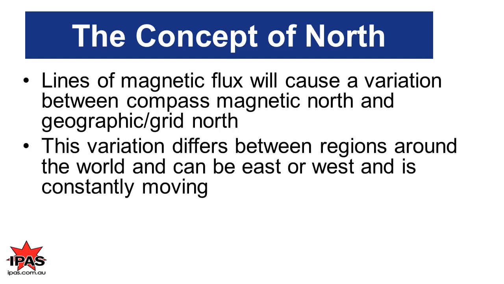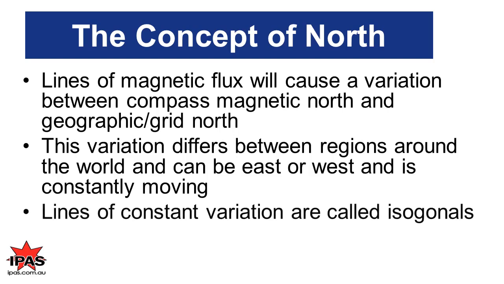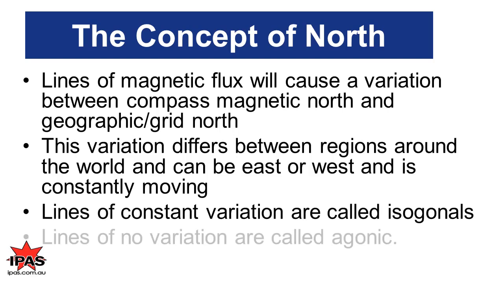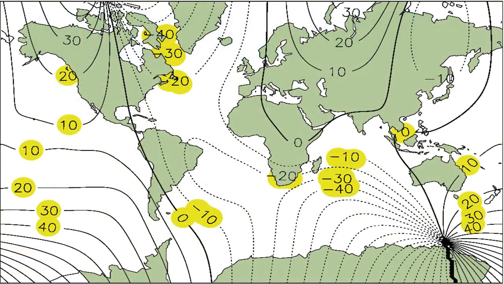And this variation can differ in various parts around the world and can be either east or west, and it's also constantly moving. Now, lines of constant magnetic variation are called isogonals. And lines where there is no variation are called agonic lines. Here is a diagram of the various isogonals from around the world, the lines of constant magnetic variation.